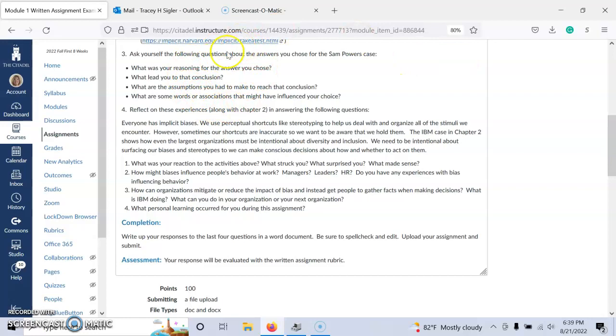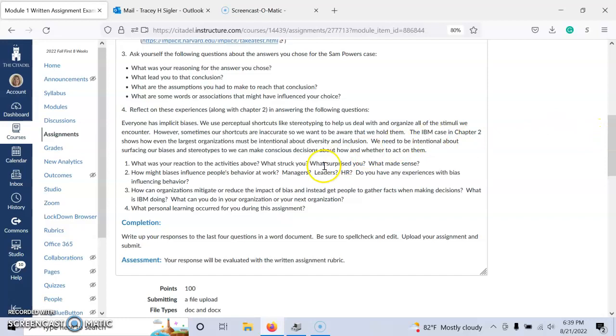So, some questions to think about for the Sam Powers case, so you don't have to answer those questions. So what I want you to write about is here number 4. So everybody has implicit bias. They're basically perceptual shortcuts, right? We don't have time to pay attention to every piece of data that we might possibly see and hear and taste and touch and smell, so we take shortcuts.